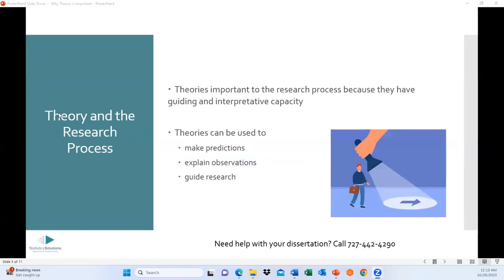Next section. Theory and the research process. Theories are important to the research process because they have guiding and interpretive capacity. We talked about that a little bit in the introduction. Theories can be used to make predictions, explain observations, guide research. Making predictions, we talked a little bit about.